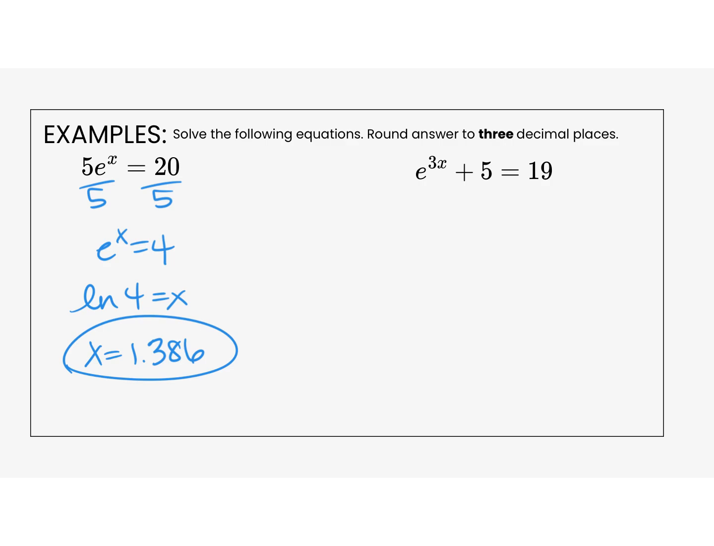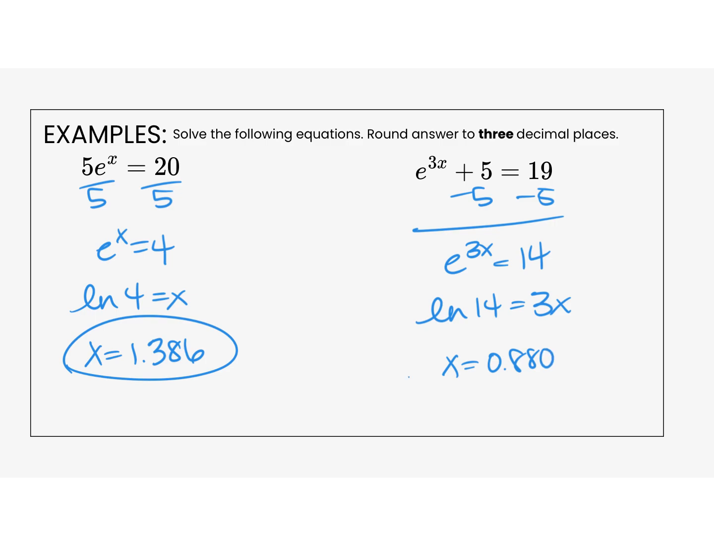Okay, number 13 here. The first thing we have to do is subtract 5. So I get e to the power of 3x equals 14. I'm going to rewrite my expression in logarithmic form. So that's the natural log of 14 equals 3x. So I'm going to evaluate the natural log of 14. I'm going to take whatever that answer is, and then I'm going to divide that answer by 3 to get my final answer. And you should get 0.880, again rounding to 3 decimal places.